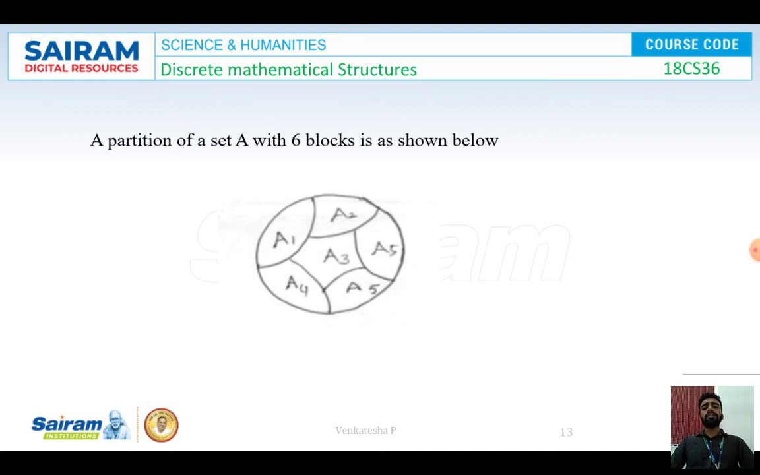We can see here the set A in the figure having six blocks. So this is called a partition of the given set A.